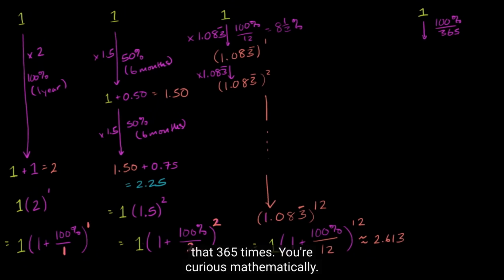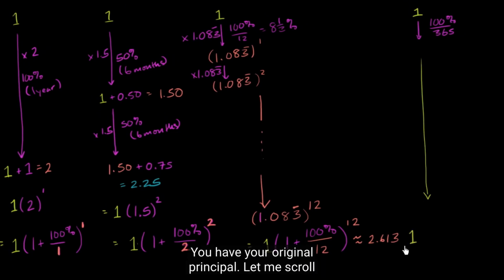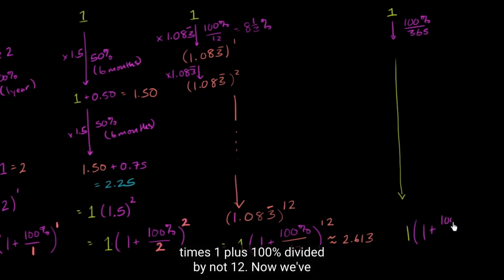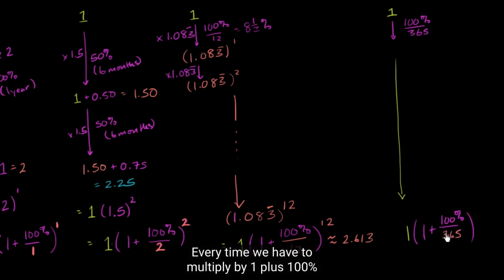And so you're curious mathematically, and you say, well, what do we get after a year? Well, you have your original principal. Let me scroll over a little bit more to the right so we have more space. You're going to have your original principal times 1 plus 100% divided by not 12, now we've divided the 100% into 365 periods. But we're going to compound it. Remember, every time we have to multiply by 1 plus 100% over 365 every day that the loan is not paid.